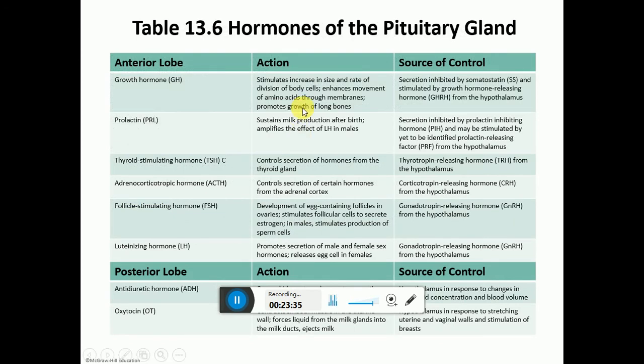Here is a table that shows all of the hormones of the pituitary gland, the anterior and the posterior pituitary, the action and the control of these different hormones.